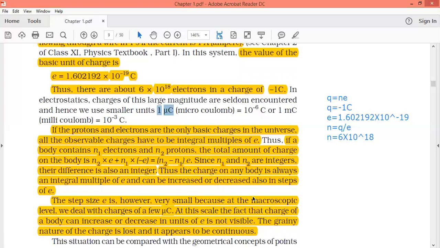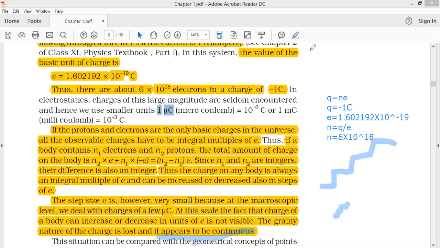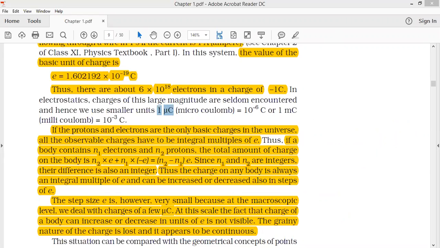So it is increasing in steps. We would get steps like this, but because it is increasing in very small steps, these steps cannot be visible. So instead of seeing these discrete steps, we will be visualizing this as continuous.